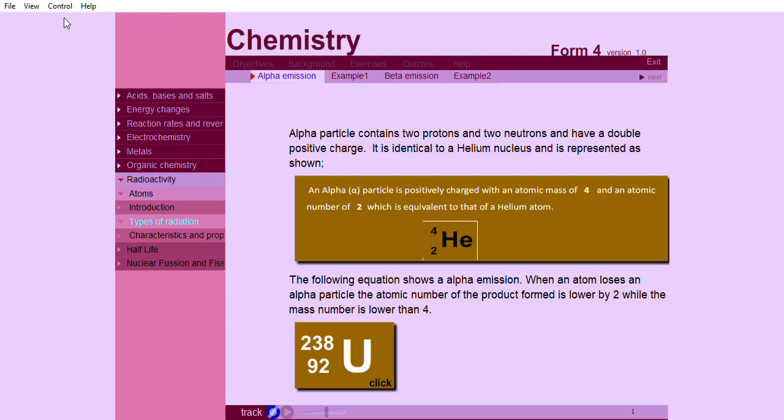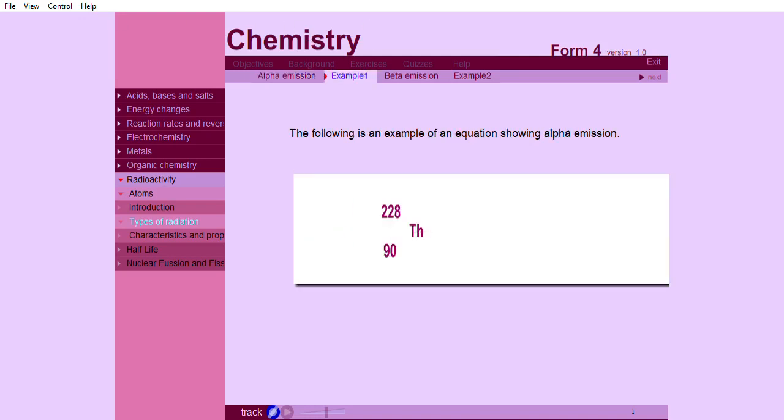When an atom loses an alpha particle, the atomic number of the product formed is lower by 2, while the mass number is lower by 4. The following is an example of an equation showing alpha emission.